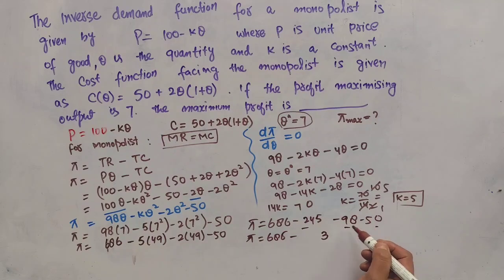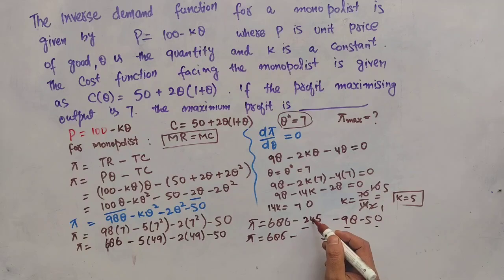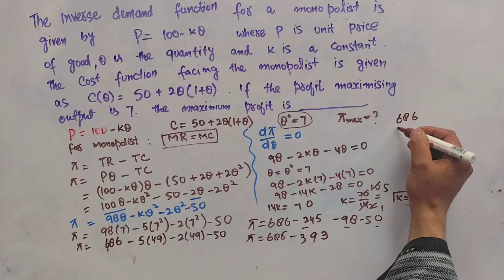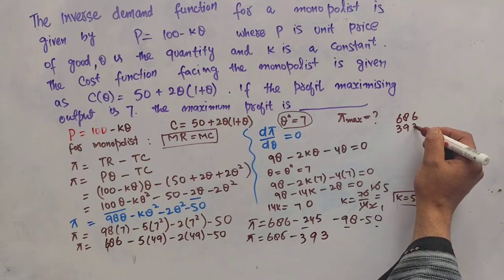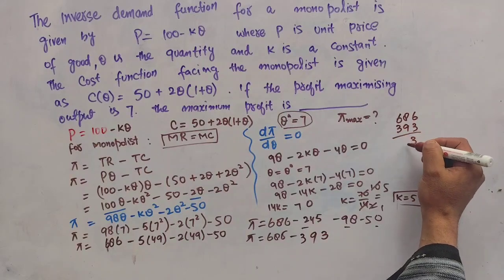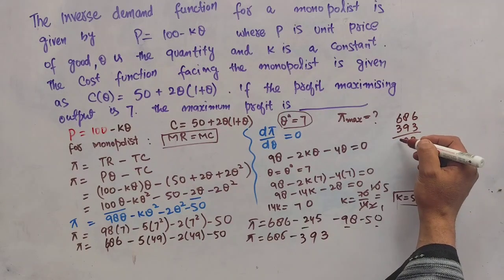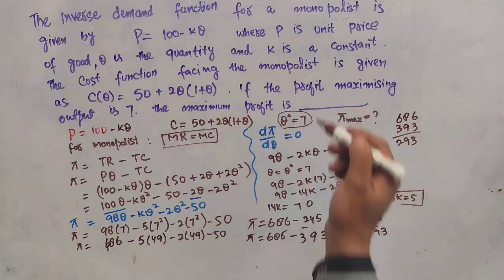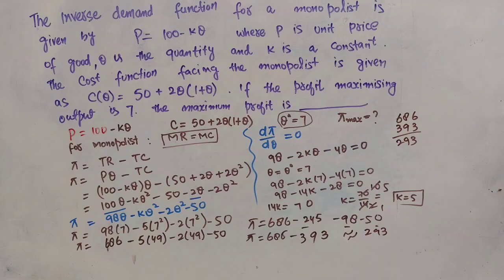Then we have 2 3s, so we have 686. Okay, I guess if I have done the calculation right, it should be 293, that should be the maximum profit. Okay, I am not sure about the calculation.